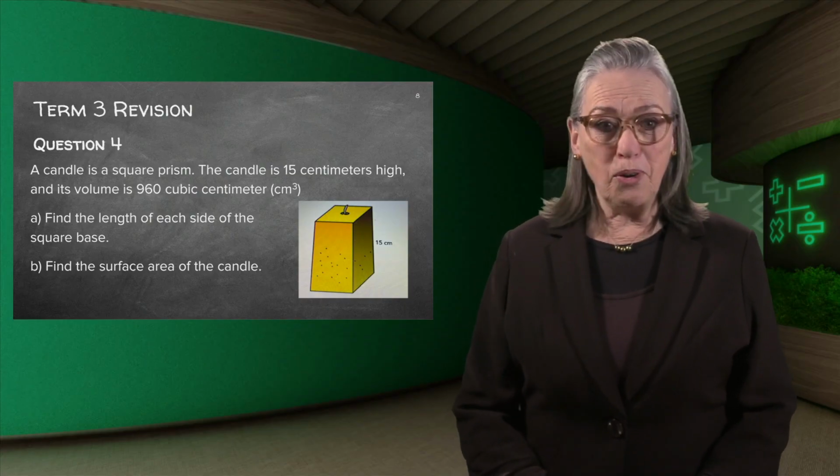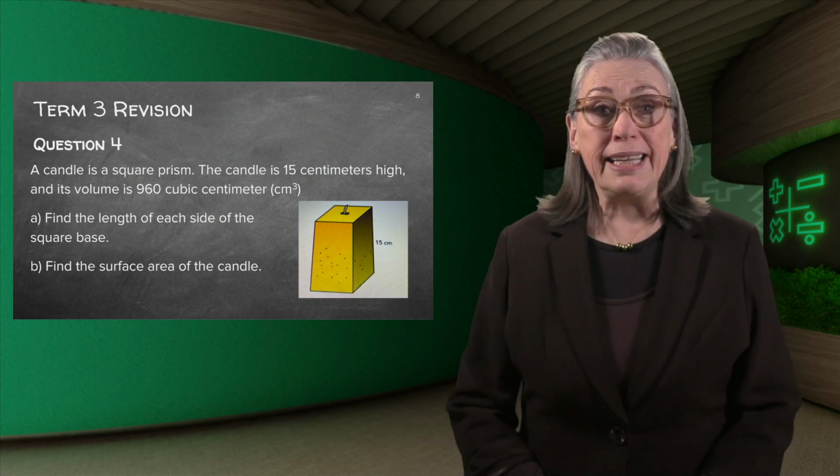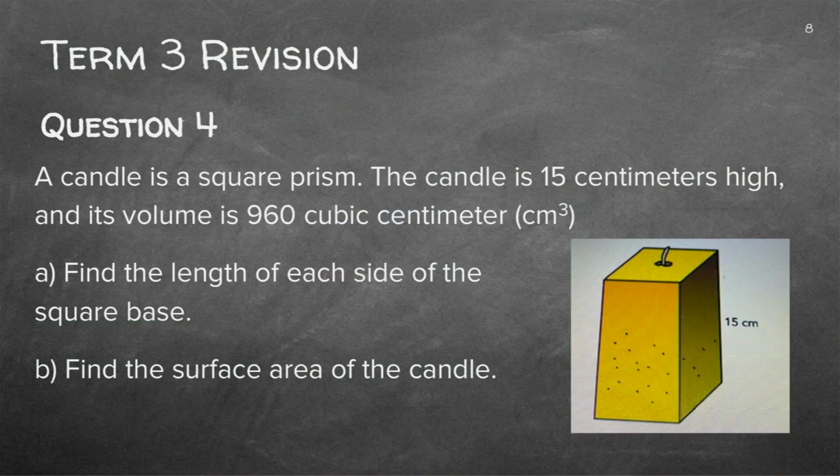Also, question 4, we have to do the volume and the surface area of 3D objects, specifically cube prisms and rectangular prisms. Okay, so this candle is a square prism. So what did we say about a square prism? The base is a square. Remember that. I hope you can. Again, if you can't, go back to the previous lesson.